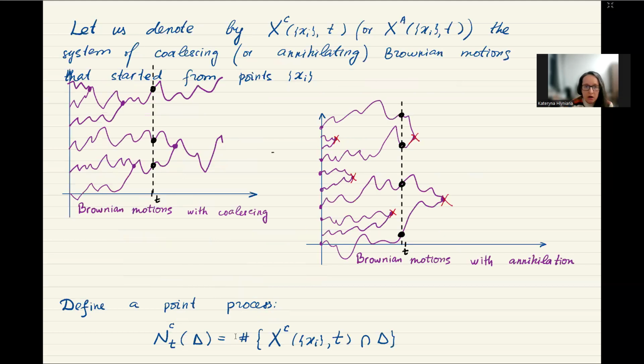One can imagine how the plots look. In the case of Brownian motion with coalescing, you can see that I draw trajectories that move somehow independently before they meet, and after meeting, they coalesce and continue as one trajectory. In the case of Brownian motion with annihilation, we just kill those particles that meet, and we will have this picture.